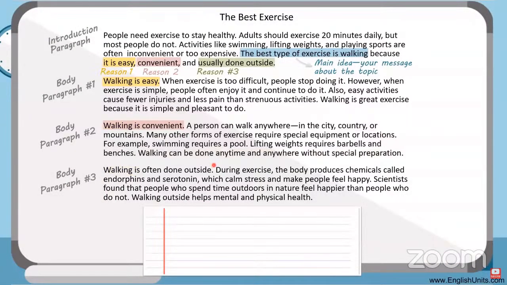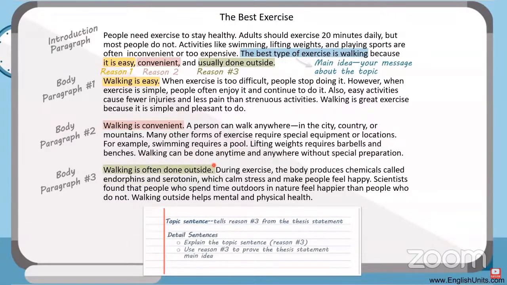Like the other body paragraphs, body paragraph 3 begins with the topic sentence. This topic sentence tells reason 3 from the thesis statement. Walking is often done outside. Then we have the detail sentences. They do 2 things. They explain the topic sentence, which is also reason 3, that walking is often done outside.